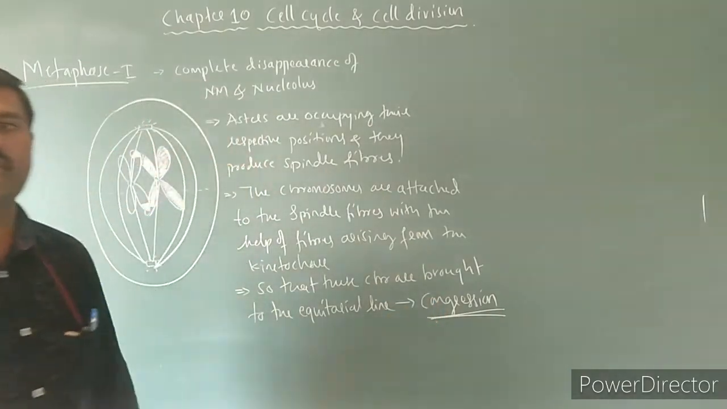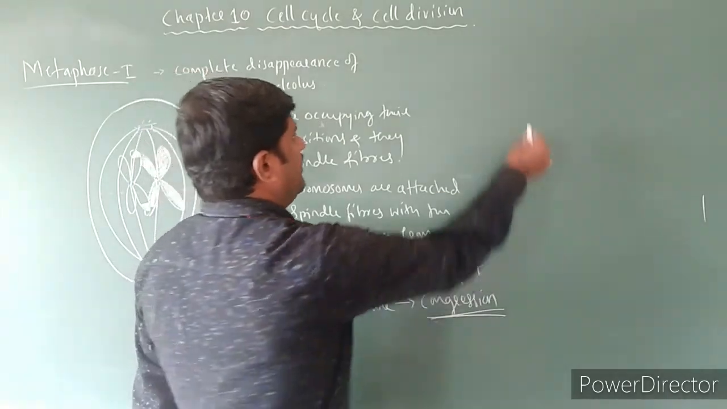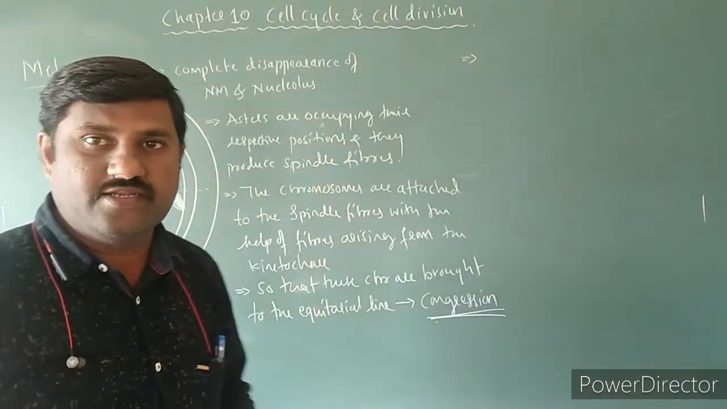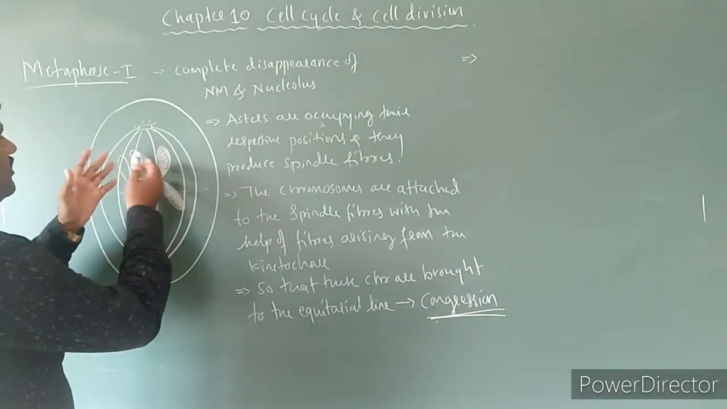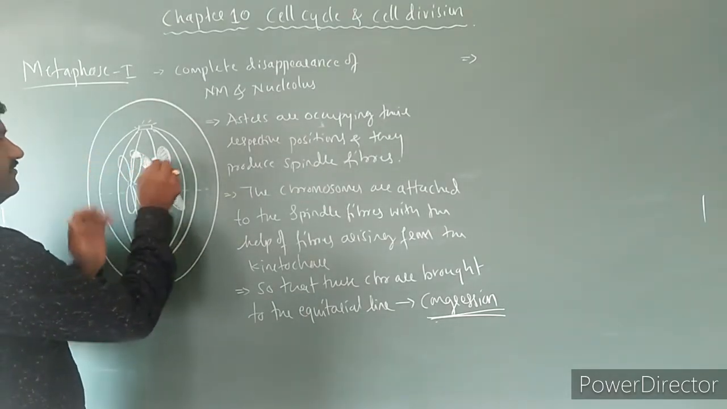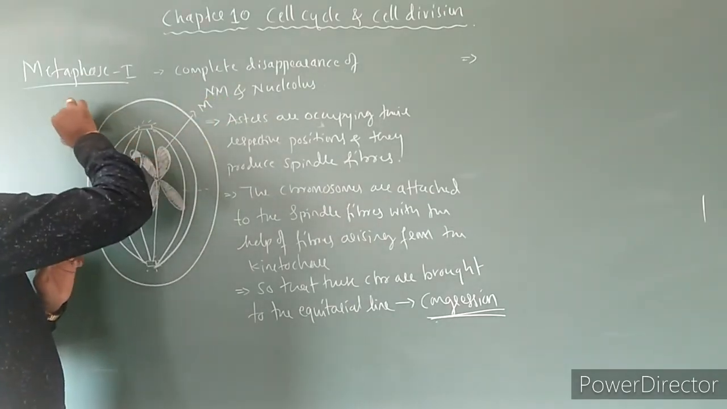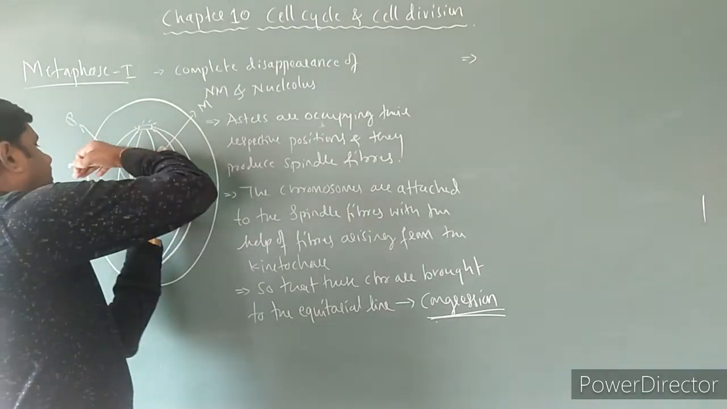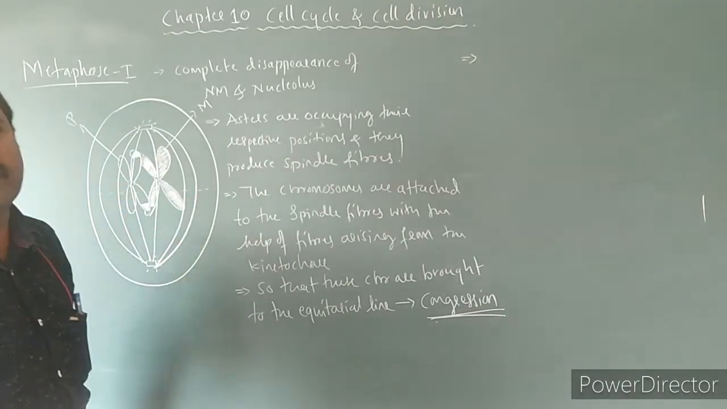That process itself is called compression. But the difference that we come across between the normal metaphase and this metaphase 1 is this: when these chromosomes are brought over here, consider one set of chromosomes as the paternal set and this one as the maternal set. Both of them turn like this and lie just parallel to this equatorial line.